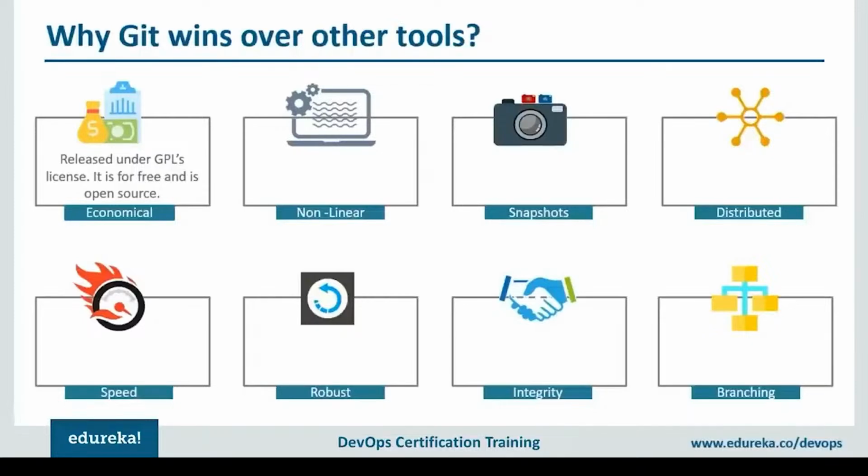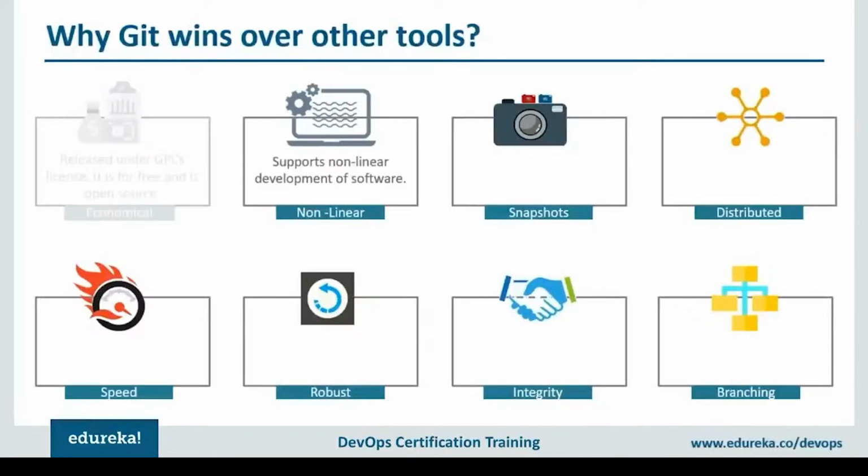So the first feature on the list is that Git is economical. Git is released under the GPL license, it is free and it is open source. So that makes Git economical. Next, Git is non-linear. Git supports non-linear development of software. When you're working with Git, it records the current state of your project by creating a tree graph from the index. And as you know, a tree is a non-linear data structure, it is actually in the form of a directed acyclic graph, which is popularly known as DAG.